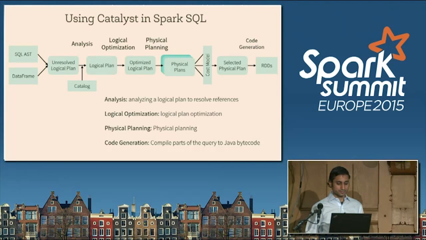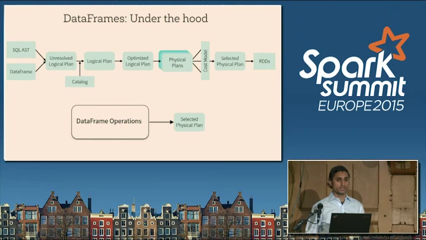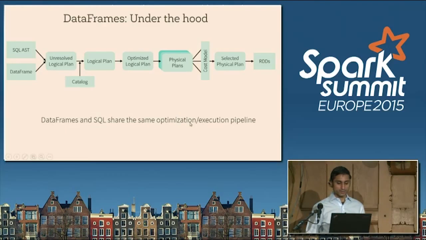And code generation can sometimes be turned on to compile parts of the query down to Java bytecode. This is what makes Catalyst so fast. So the whole point here is we need to take our data frame operations and convert it to the correct physical plan so we can actually run the code. And data frames in SQL share the same optimization under the hood.